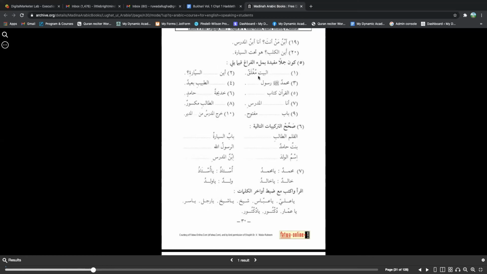So like we have al baiti mukhlaqan. You already have the kasra under the ta, so you know it's idaafah construction, it's majroor. So what could you say? Mukhlaqan means closed or locked. So what would you say regarding the house that's mukhlaqan? A word that we learned is bab. You have to put it in the idaafah construction, so it wouldn't be babun. You make it babun baiti mukhlaqan.